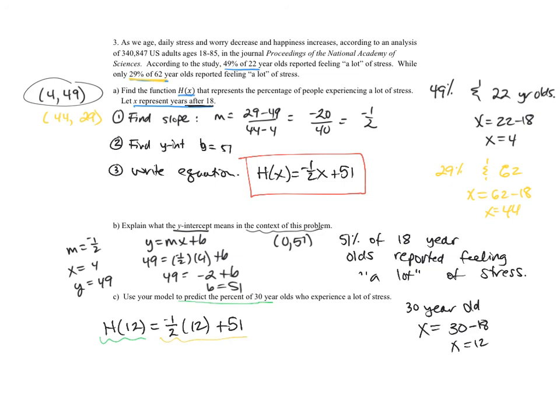Okay, so not an equation. We don't need to divide both sides by 12. Just simplify the right-hand side. Negative 1/2 times 12 is negative 6, plus 51 would be 45. So 30-year-olds are still experiencing quite a bit of stress. 45% of 30-year-olds would, according to this study, be reporting feeling a lot of stress. But just wait. As you get older, that will decrease. We hope.